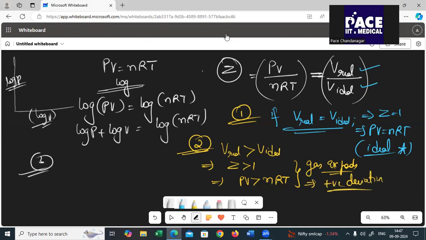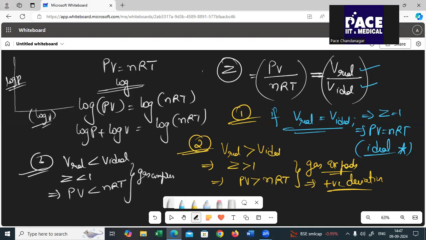And case number 3, what we have here, in case your V real is less than V ideal, which means Z is less than 1, which implies PV is less than nRT, then your gas is compressing. Gas compresses implies negative deviation. Why is it gas compressing? Which means it has more attraction between the particles.